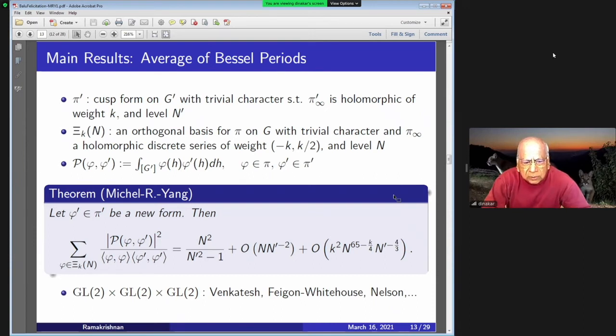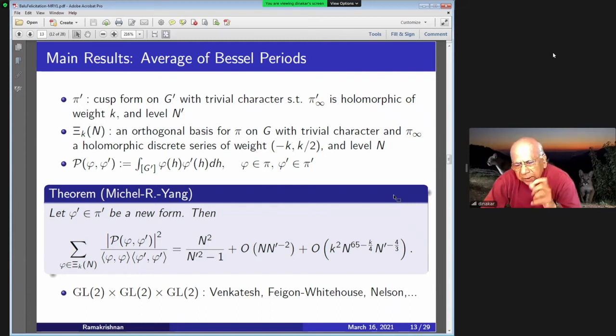So what we proved with Philippe Michel and Liyang is, if you take a phi prime, which is a classical newform of weight k, and you take some orthogonal basis of holomorphic forms on U21 of this weight at infinity, trivial character, and level n, then if you take the sum here, the right-hand side is what we get out of the geometric side of the relative trace formula. It's going to be n squared over n prime squared minus 1 plus big O of n prime to the minus 2, and then you get another term.